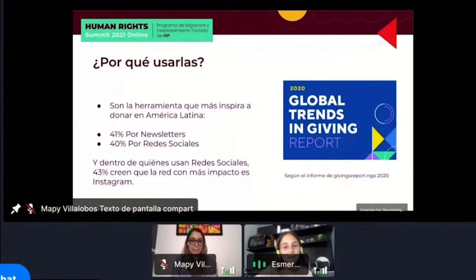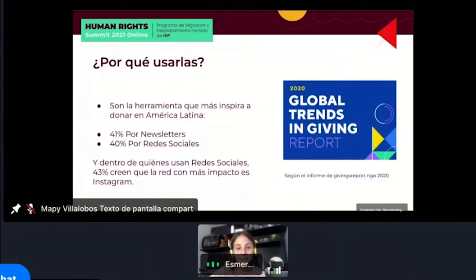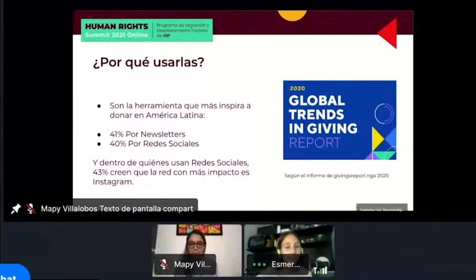Well, social media or social networks are a great source of information. This is a report we did last year, the Global Trends in Giving report. You can actually access that. This was from the NGO in 2020. Some of the information that we got is that 40% of people are inspired to donate because of a newsletter and 40% because of social networks. So as you can see, the impact is very important.